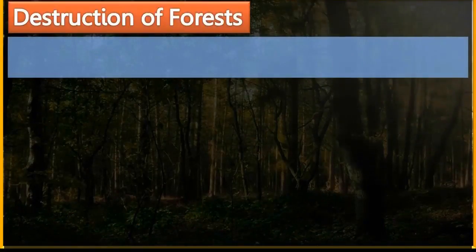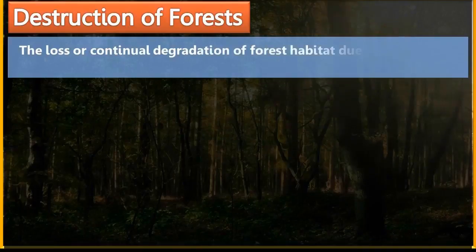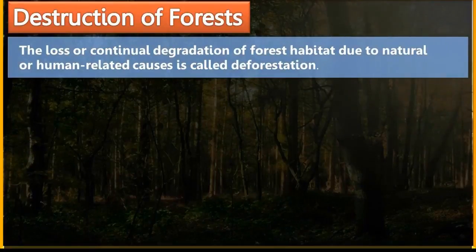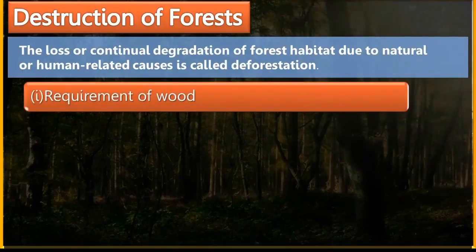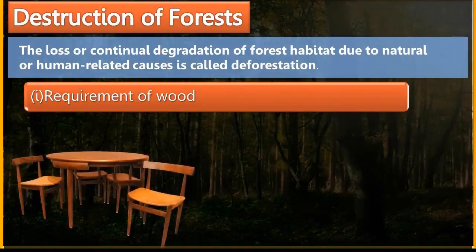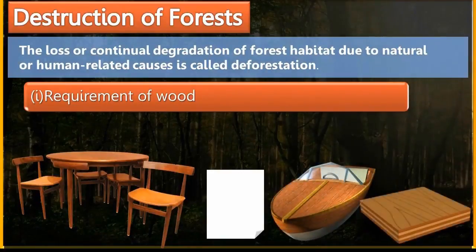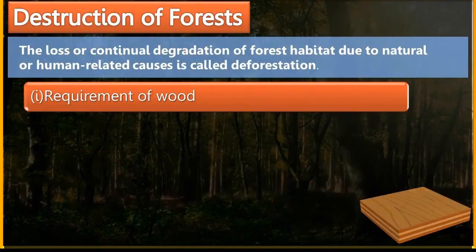Destruction of forests. The loss or continual degradation of forest habitat due to natural or human-related causes is called deforestation. Following are the main reasons for deforestation. Number 1, requirement of wood is one of the main reasons trees are felled. Wood is used as a fuel, for making furniture, in construction, and for making paper, boats, ships, artworks, rayon, etc. It is also processed to make plywood and hardboard for making furniture, etc.